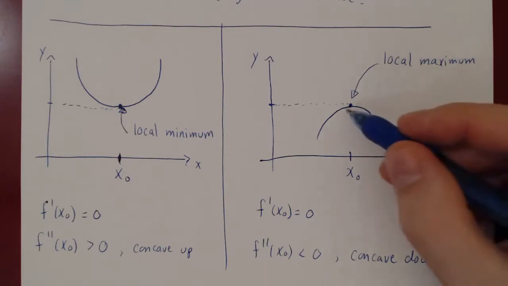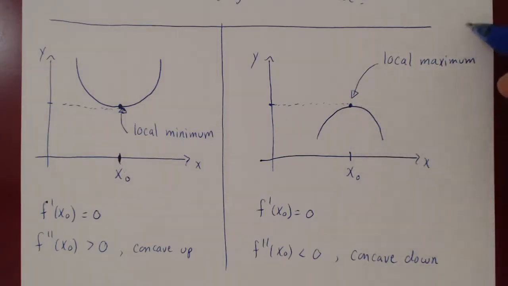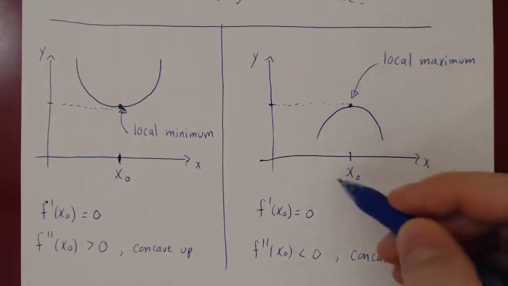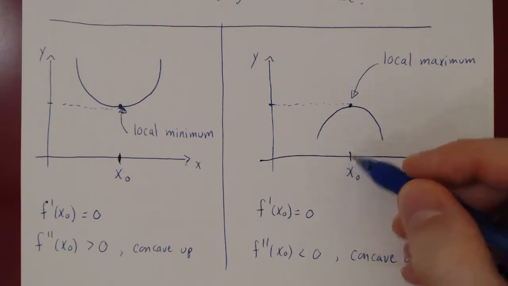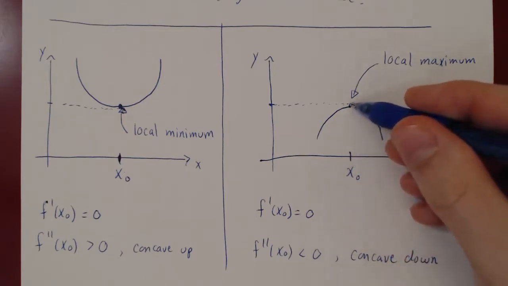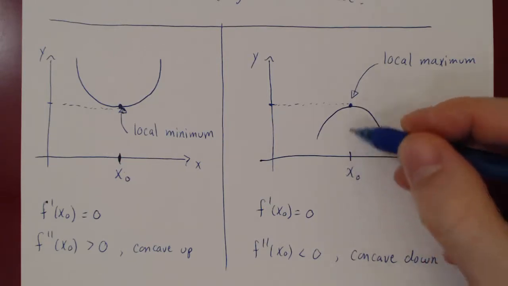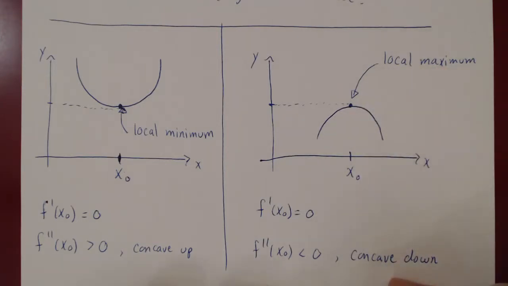And local because maybe the function goes down and then comes back up, and you may get even larger y values. But if you only look locally around x0, so you stay very close to x0, you see that the maximum value of y is attained exactly at x0. And this is why we call this a local maximum of the function.